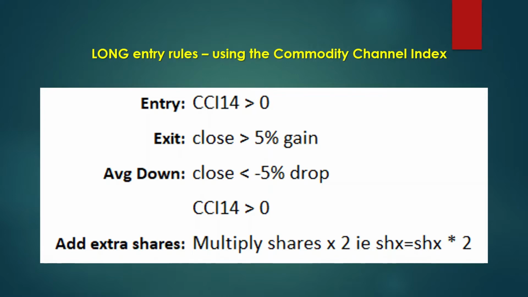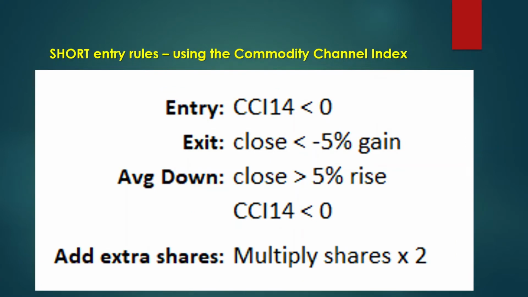We average down when the close of the day declines by at least 5% and the CCI 14 breaks above the zero line. We then buy double the quantity of shares from the previous trade we made. Note, we don't use stop losses. Again, watch until the end of the video to review the trading rules and guidelines.